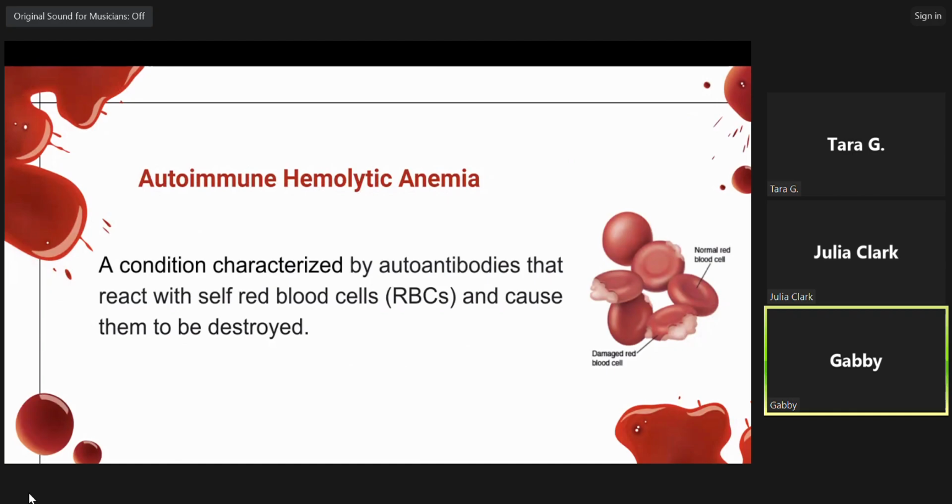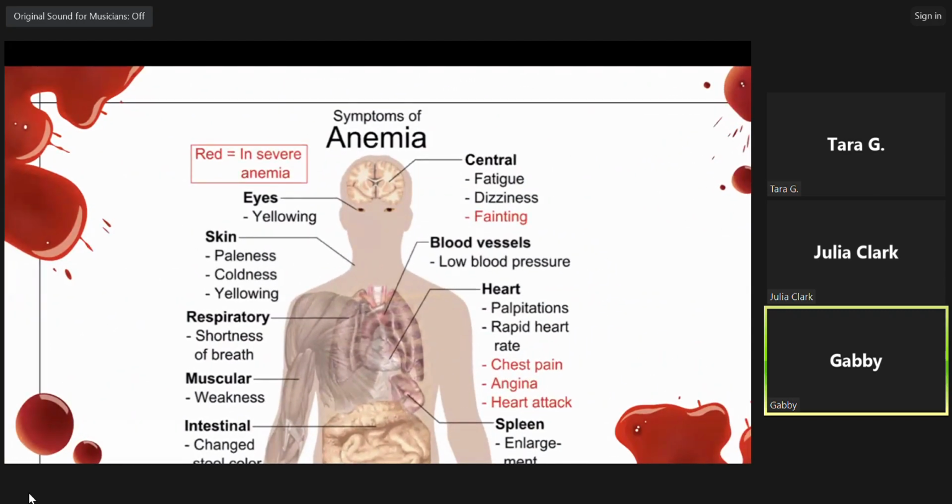So, autoimmune hemolytic anemia is a condition characterized by autoantibodies that react with self red blood cells and cause them to be destroyed or lysed. Some symptoms of anemia are the paling of the skin, yellowing of the eyes, and shortness of breath in the respiratory system, because we know blood cells carry oxygen. In more severe cases of anemia, you'll have fainting, chest pain, and even heart attacks.